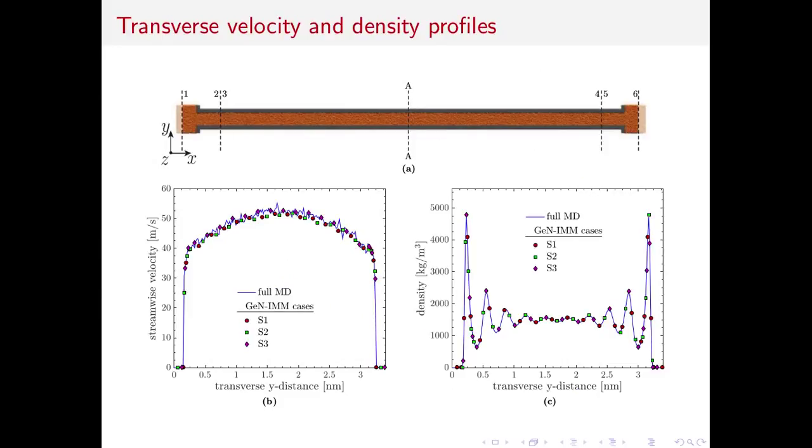And secondly, I'd like to look at the transverse profiles for velocity and density. These highlight the fact that the GenIMM doesn't just accurately model the mean macroscopic properties at various points along the channel, it also captures the non-continuum and non-equilibrium effects that dominate the flow behavior at the nanoscale. If we look at the velocity profile on the left, you can see it accurately models the velocity slip at the walls, and in the density profile on the right, it accurately models the molecular layering effect.